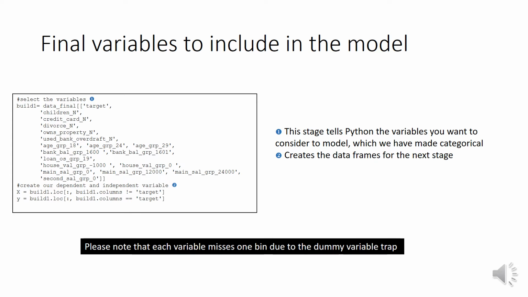And now we've got the variables we want to include in the model. Stage 1, this tells Python the variables we want to consider to model, which we've made categorical. And number 2, this creates data frames to build our model. Data frame X contains all of our variables we wish to use. And data frame Y, that is our target variable. Additionally, please note that each variable misses one bin due to the dummy variable trap.